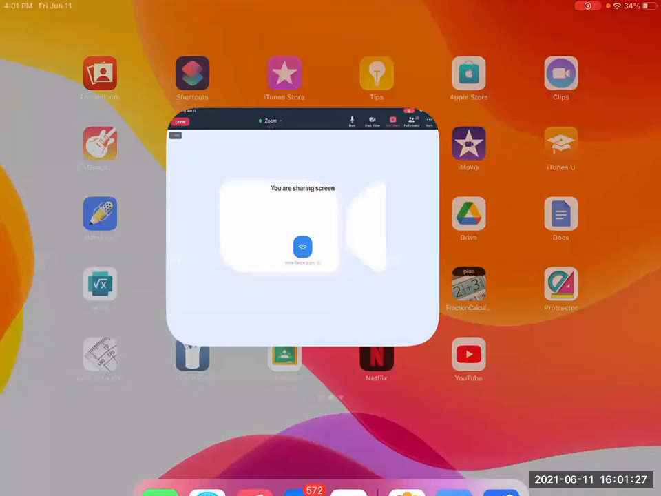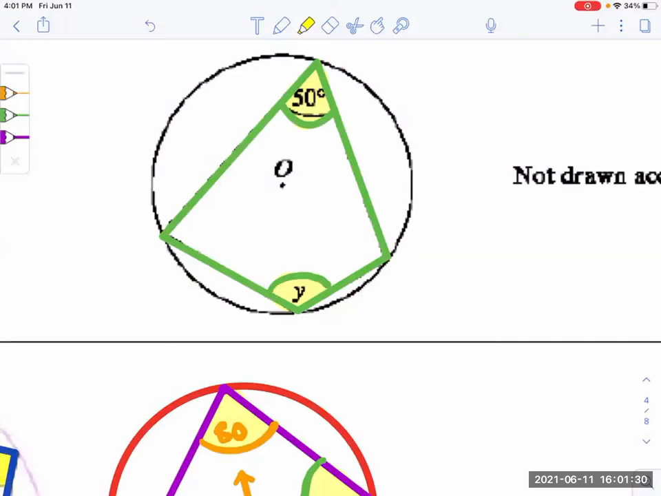All right. So which angle is opposite to y?